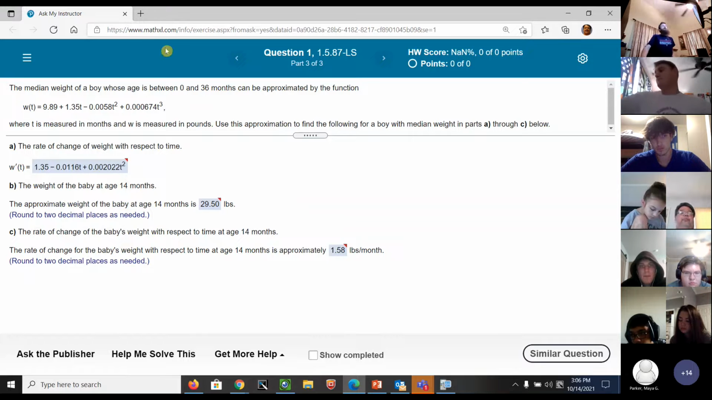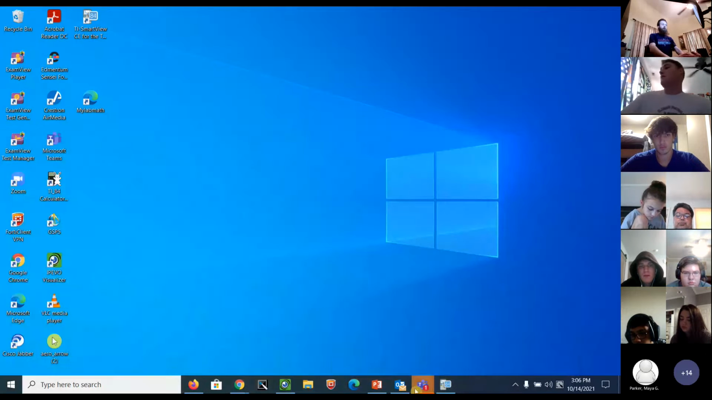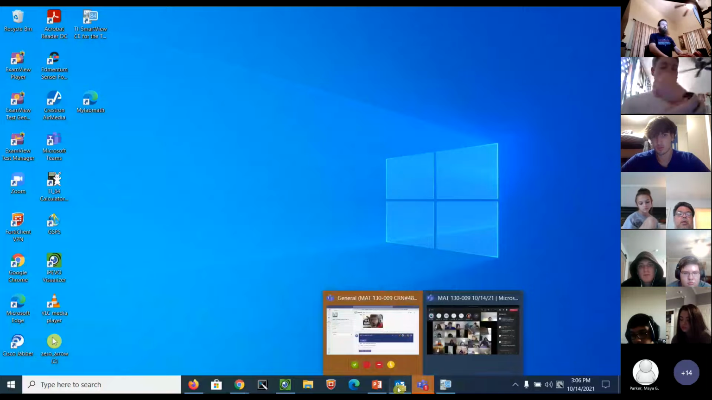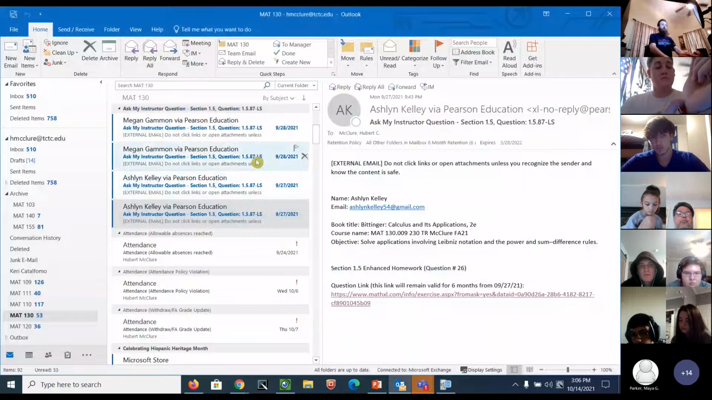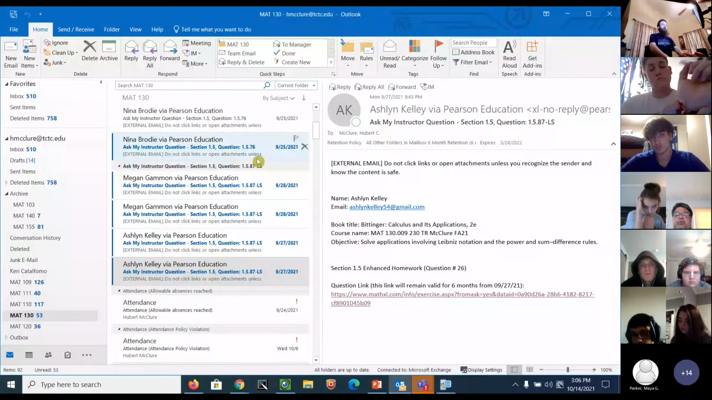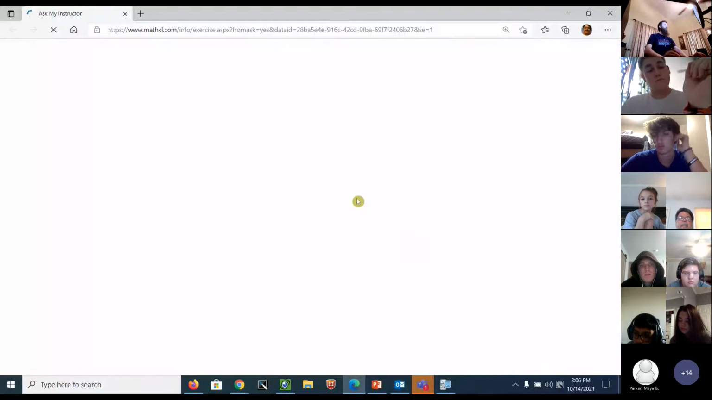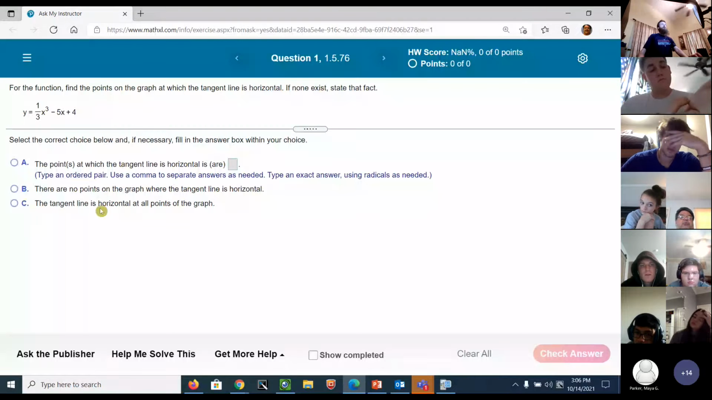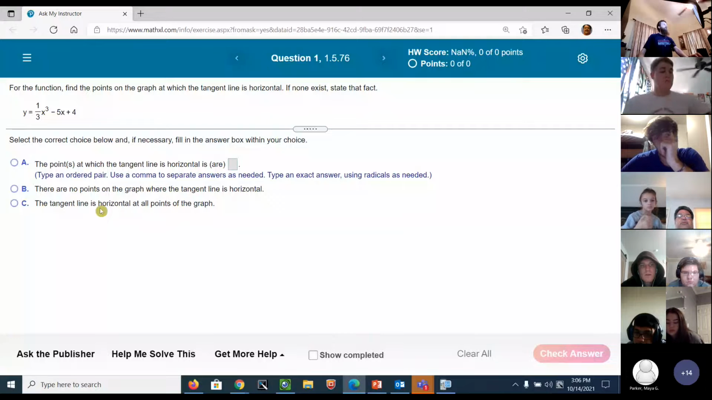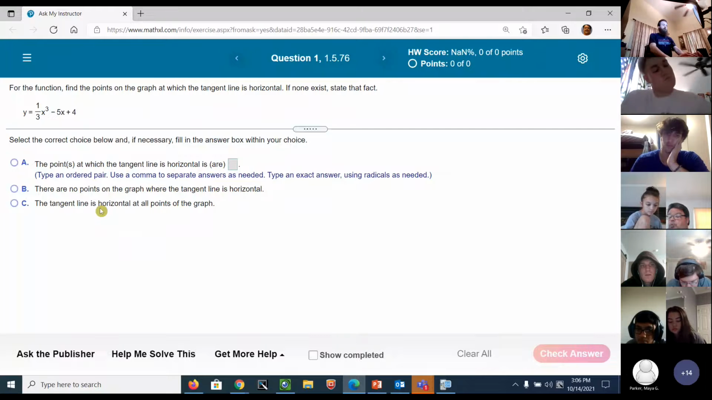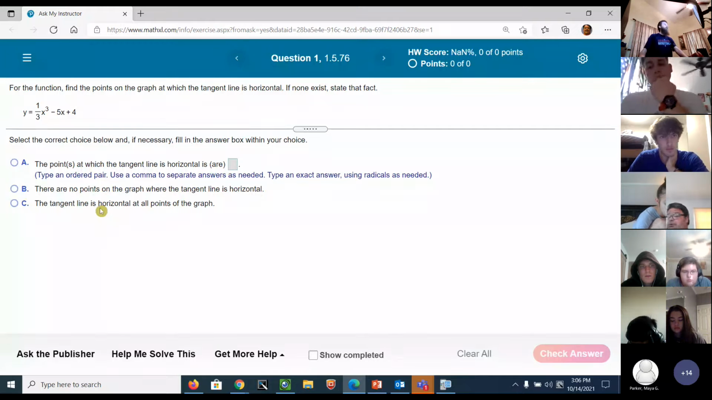All right, next question. That's 87.76.25. For the function, find the points on the graph at which the tangent line is horizontal. If none exist, state the fact. All right, y is equal to 1/3 x to the third minus 5x plus 4.